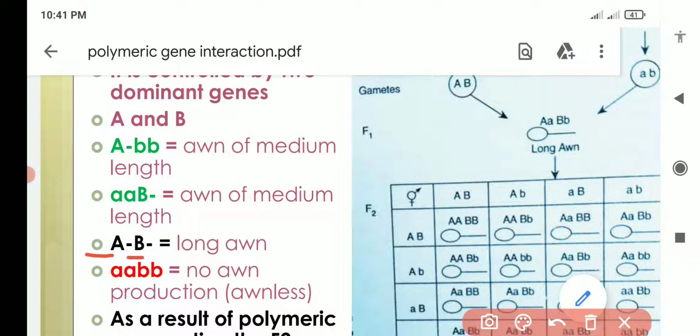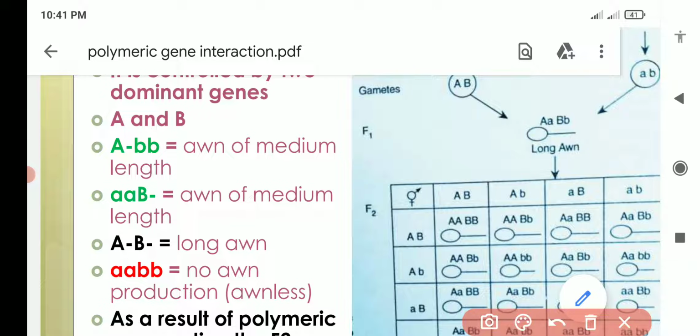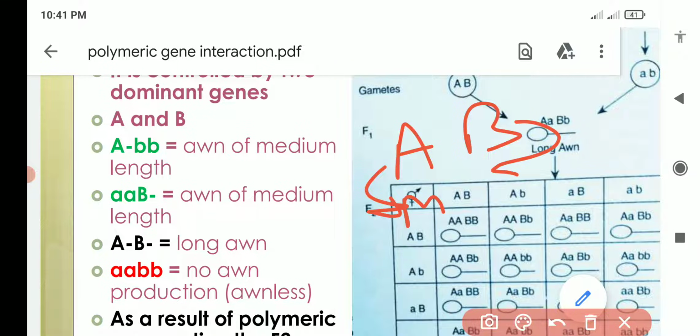When A and B are both present together, either in the form of capital A, capital B, small b, or in the form of capital A, capital B, they will produce long awn, because both A and B produce awn length, and this awn length will be added together, resulting in long awn. So here A will produce medium awn and B will also produce medium length of awn. This will be joined together and result in long length of the awns.